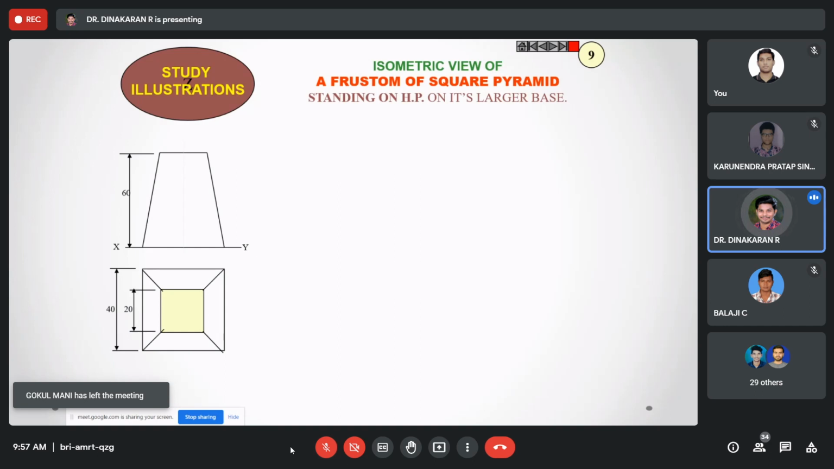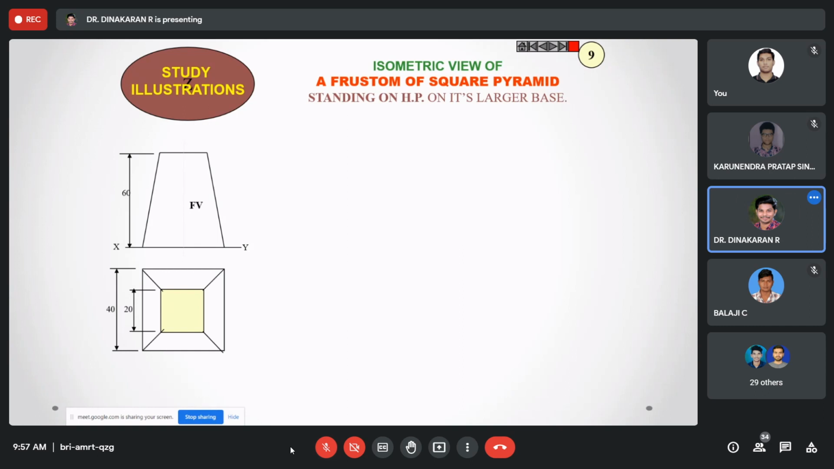Prism means what part? The bottom and top faces are parallel or inclined? Parallel. Yes, prism means the top and bottom faces are parallel. Truncated means we say an inclined part. Maximum they will ask truncated problems and combinations of problems also. In this given problem, the side is 40 mm on the bottom face, the top face is 20 mm, and the height is 60 mm, resting on HP.